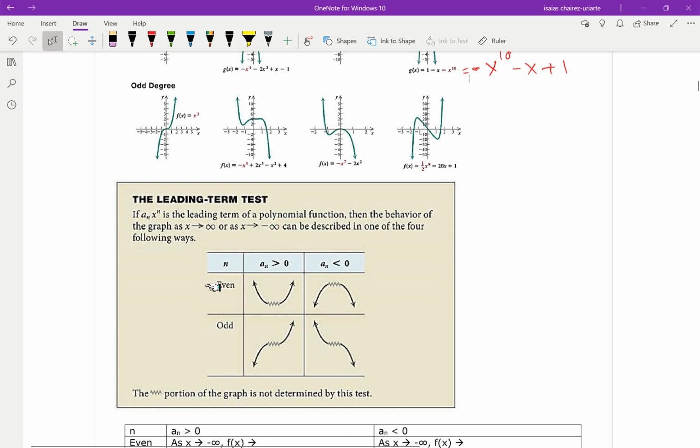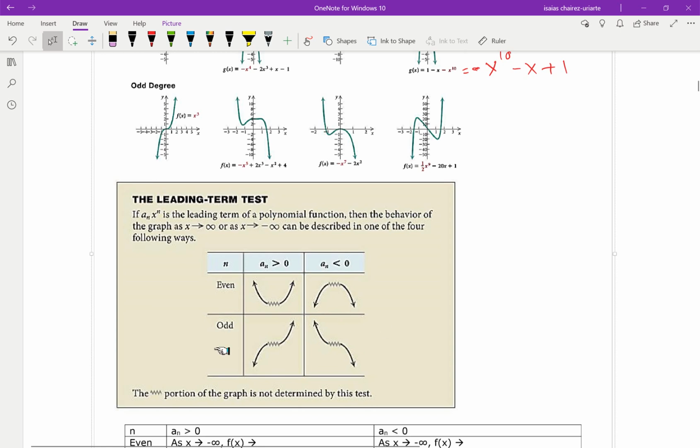If the degree is even and the leading coefficient is negative, so less than 0, then I have an upside down u. If the degree of my polynomial is odd and I have a positive leading coefficient, I have this behavior, bottom left to upper right. If the degree is odd and I have a negative leading coefficient, then I have this behavior of upper left to bottom right.